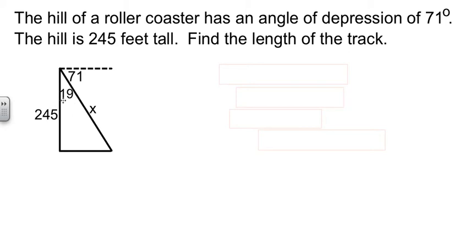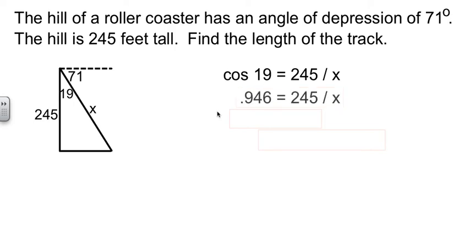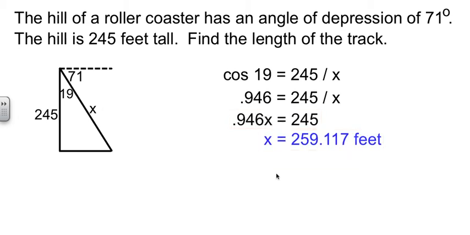So from our 19 degrees, what do we have? We have the side next to it. That's the adjacent. We're looking for the hypotenuse. Adjacent to hypotenuse is cosine. Okay. Cosine of 19, my calculator tells me, is 0.946. Multiply by the x, and then divide by the decimal, and I get that the track is almost 260 feet long, 259 and change feet long.